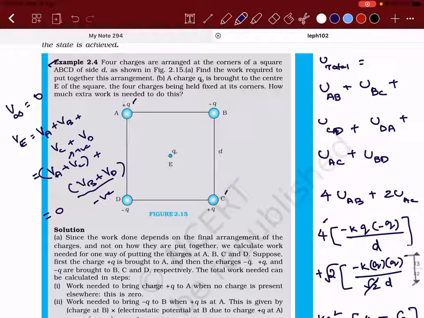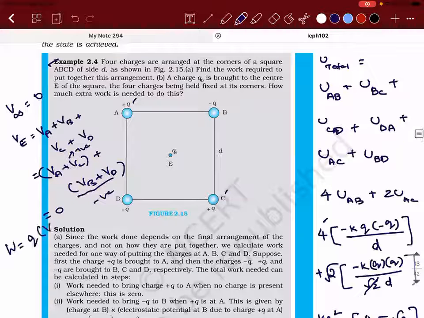This is the thing that VE is 0, V infinity is 0. So work done is equal to Q into VE minus V infinity. Answer will be 0. That tells you that you need not do any extra work to move the charge from infinity to point D. That is the meaning, right? See the exercise.